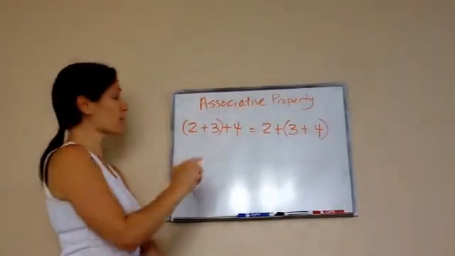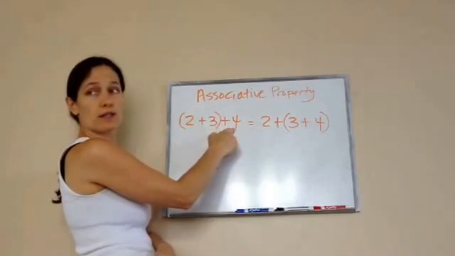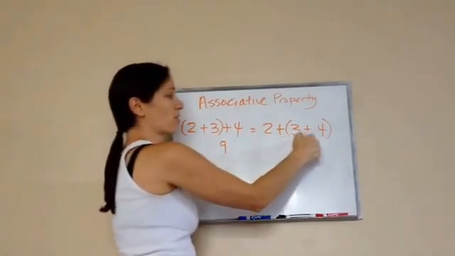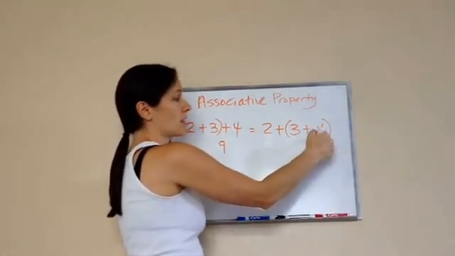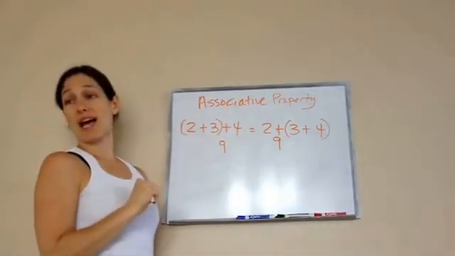Okay, let's see what the answer is. 2 plus 3 is 5. 5 plus 4 is 9. 3 plus 4 is 7. 7 plus 2 is 9. 9. Okay, now why did it work that time?